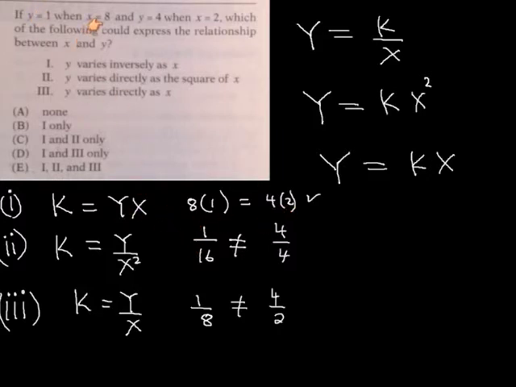1 divided by 8 squared, then that should be 64. 1 divided by 8 squared is not 4 divided by 2 squared, which is 4. And the third one doesn't work either, because 1 divided by 8 is definitely not equal to 4 divided by 2. So the answer is 1 only. It's B.